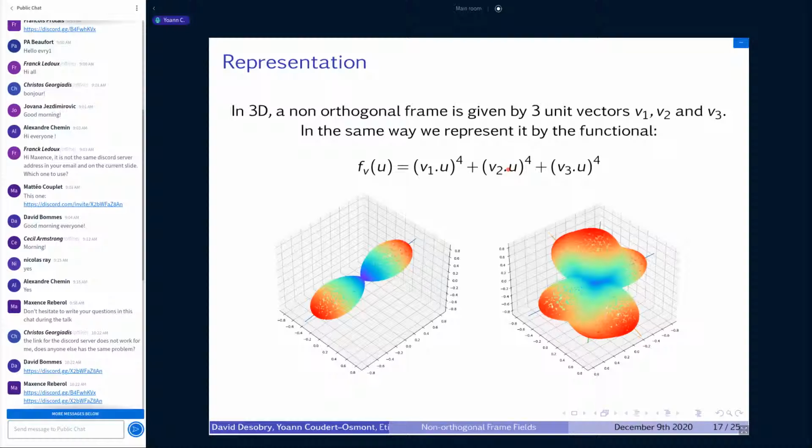In the same way, we can represent the whole functional. So this time with three vectors. We have one here in green, one in blue, and one in orange. It's just to give you an idea of what it looks like, because the distortion metric will again be defined as the L2 distance over the sphere between the functional representation of frames.